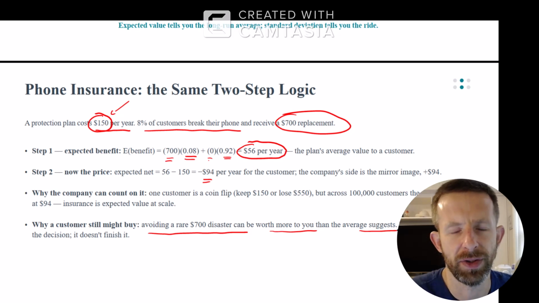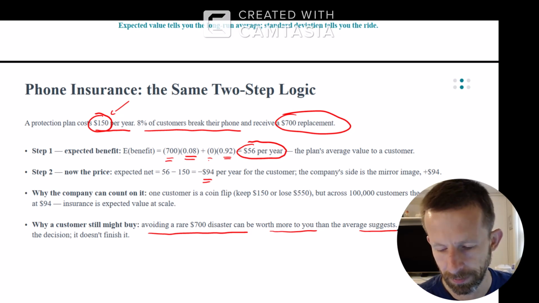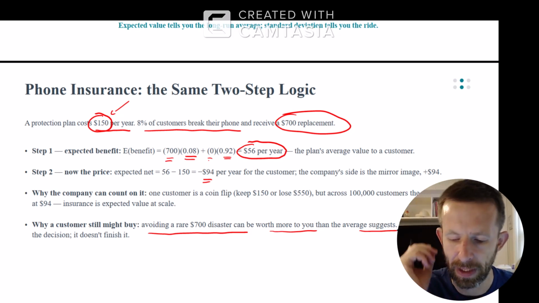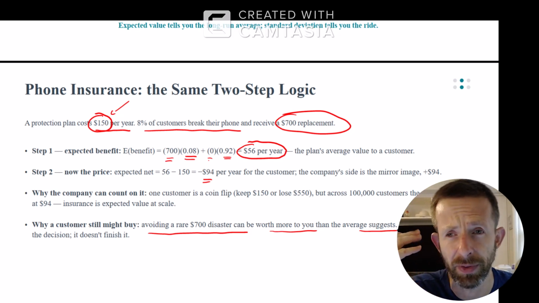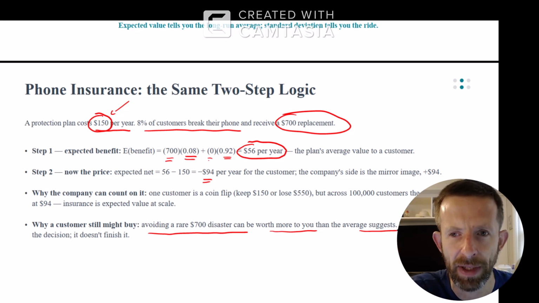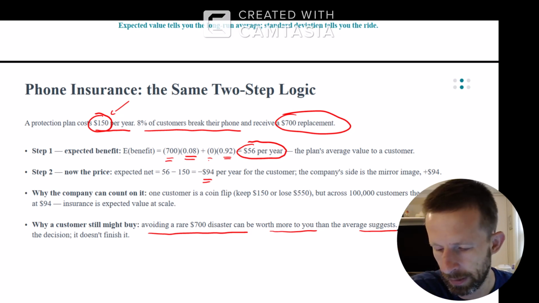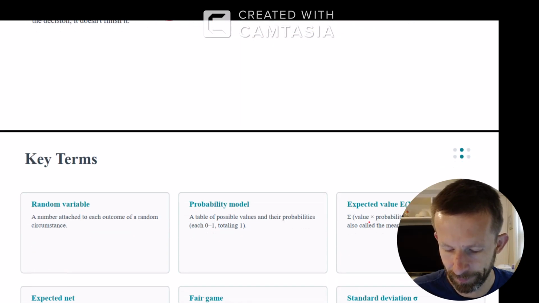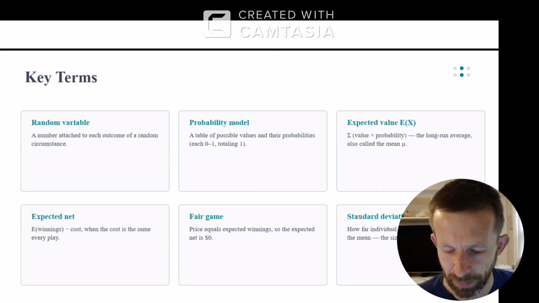Basically, with any sort of insurance you get, the people who issue the insurance, the underwriters, figure out the probability of some sort of negative event happening, the cost of the event to the company, and then they put some sort of a premium on it so they earn money. That's the general idea. So a random variable is the number attached to each outcome of a random circumstance.